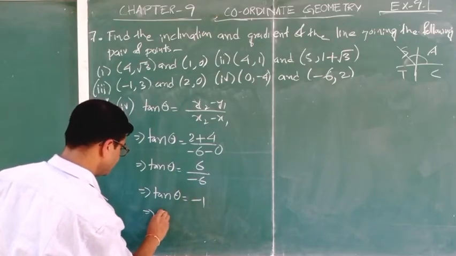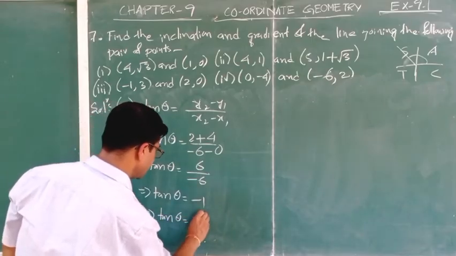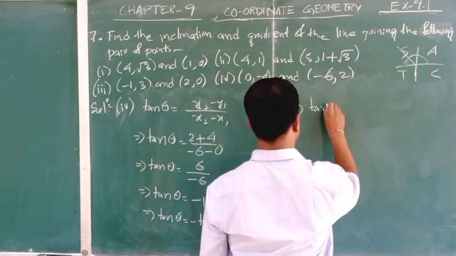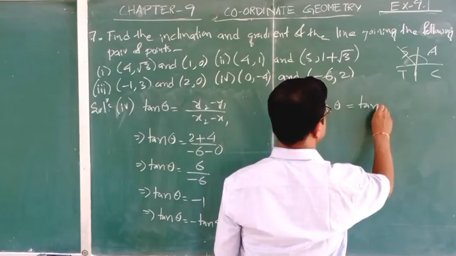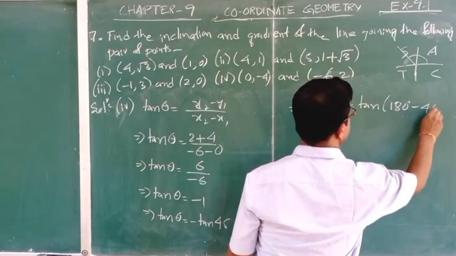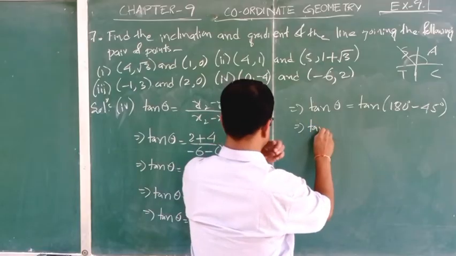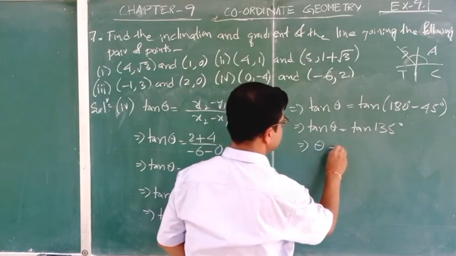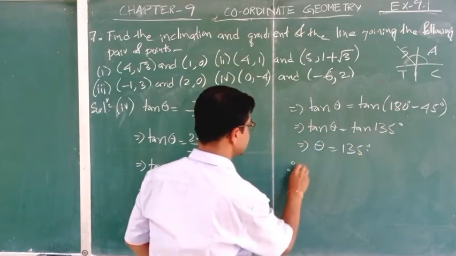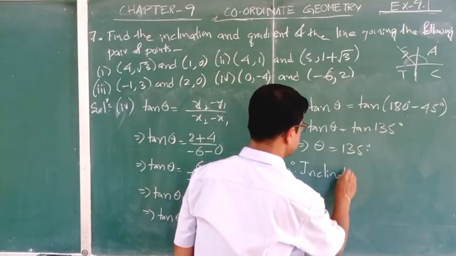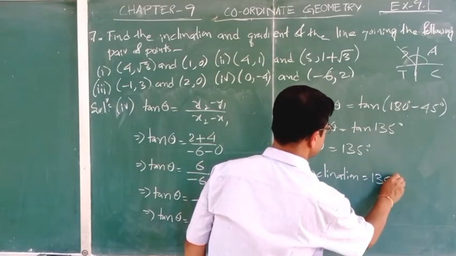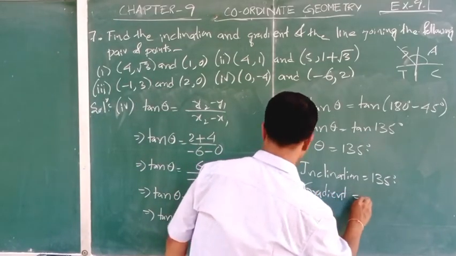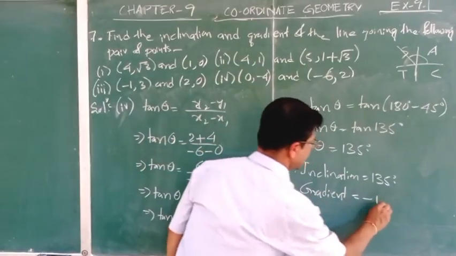So tan of theta is minus tan 45 degrees. I am doing this directly, just like the last sum, tan of 180 degrees minus 45 degrees. So tan theta is equal to tan of 135 degrees. Remove tan, theta is 135 degrees. So therefore inclination is equal to 135 degrees. And what is left? Gradient, how much? Minus 1. I hope you understood this.